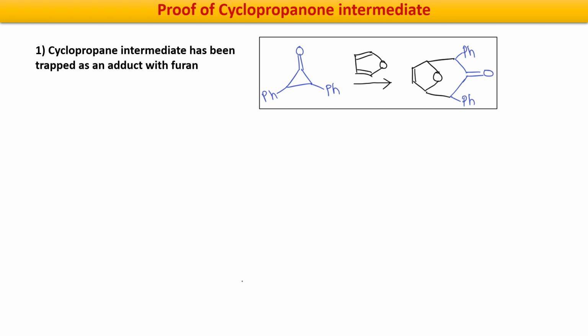The first proof: the cyclopropanone intermediate has been trapped as an adduct with furan. So when we have this type of cyclopropanone, see what is happening here. This double bond will be attacking here. This C-C bond will be broken, it will attack here, and ultimately this double bond will be shifted here, and you will be getting this type of product. So if you just add furan in the reaction medium where you are suspecting this type of cyclopropanone, and if you get this final product, that means obviously this cyclopropanone is present. That is the proof, right?